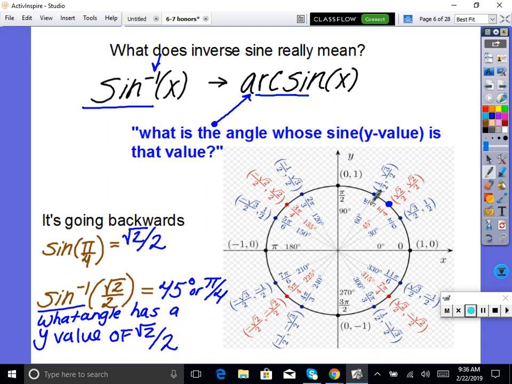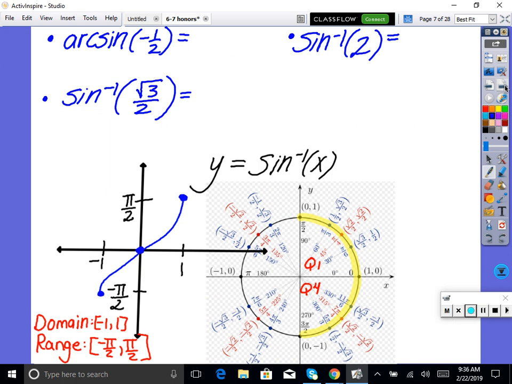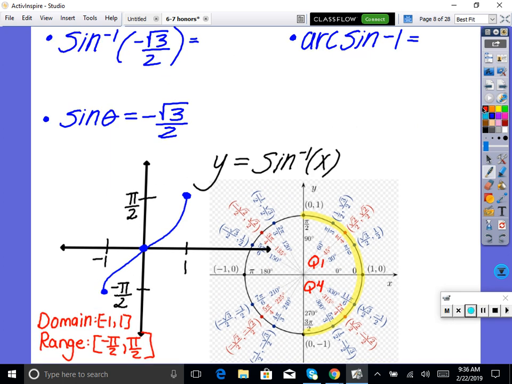Okay, now understand once again, with sine inverse, these inverses have to be answered from pi halves to negative pi halves. That's super important to remember. Okay, let's practice then. So this says, what's the angle that has a y value of negative root 3 over 2? 5 pi thirds, but we have to remember we can't answer it as 5 pi thirds. Yep, negative pi thirds, or negative 60 degrees. Does everybody get how to do it?